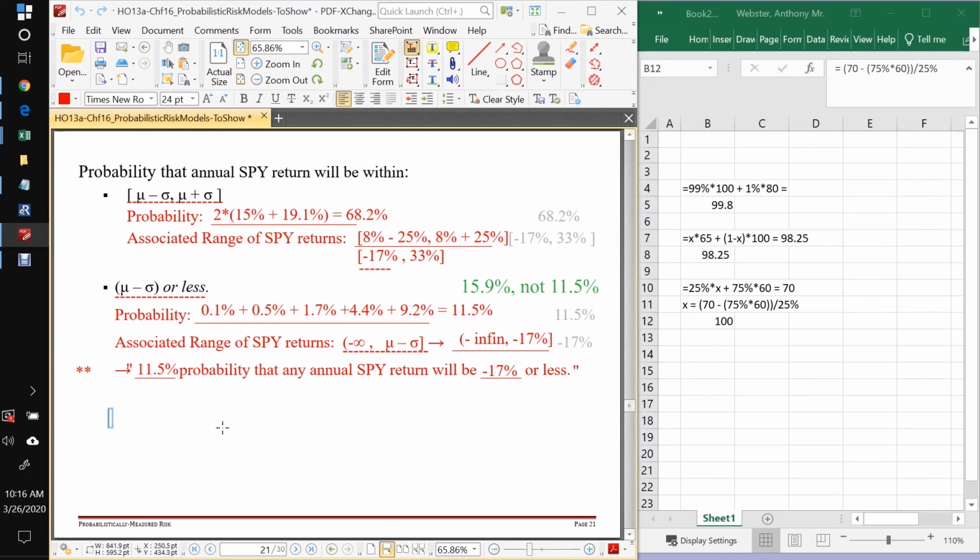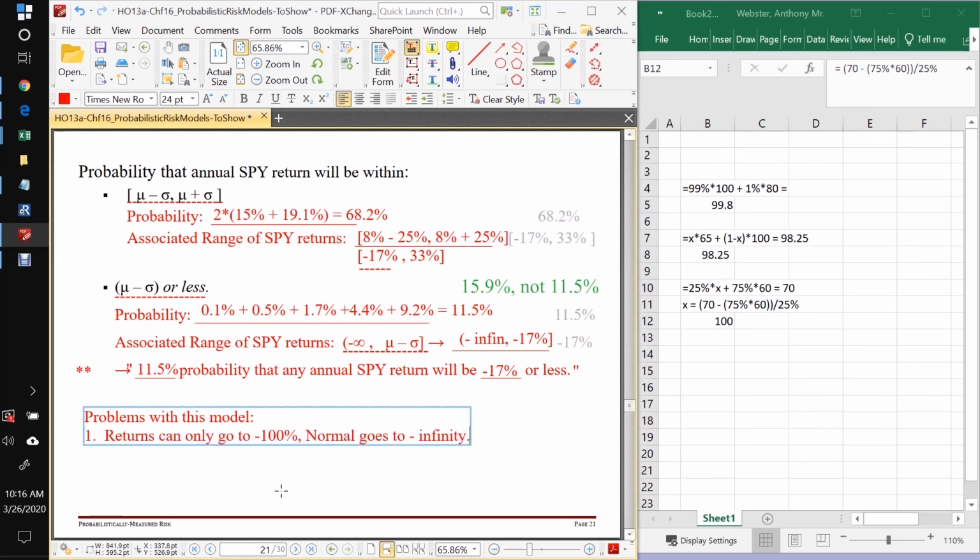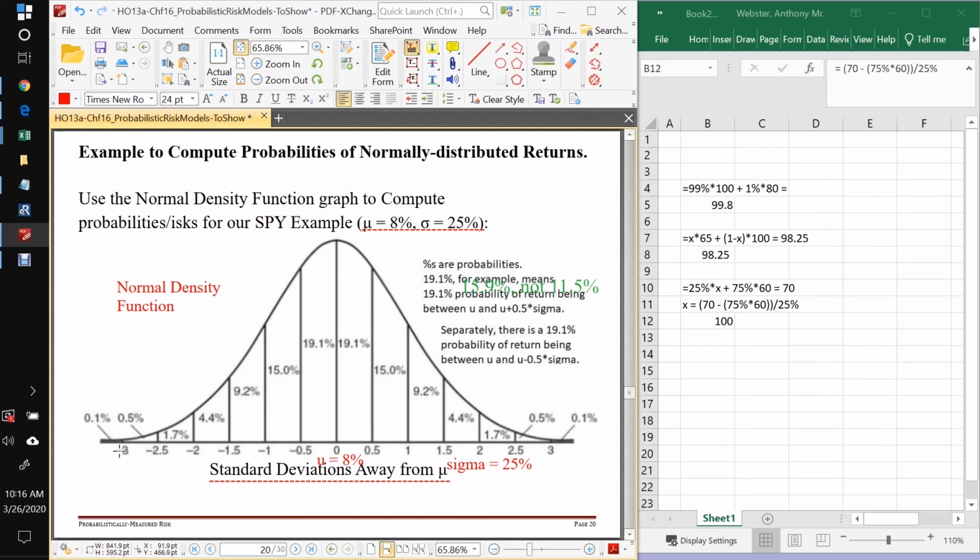Okay, and this is a good time to bring up some problems with this model. Okay, one, some of you I'm sure have already noticed: the returns can only go to minus 100%. Normal goes out to minus infinity. So that's not great, but the amount of the tail below minus 100% out here is very, very small, so we just deal with that as modeling error.